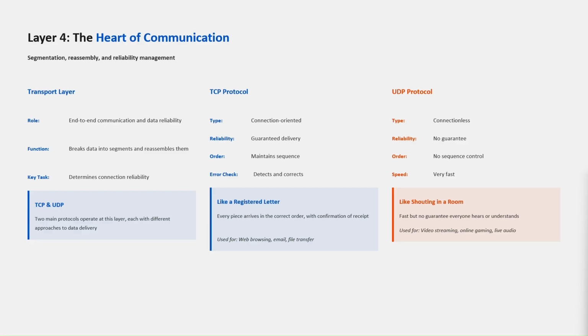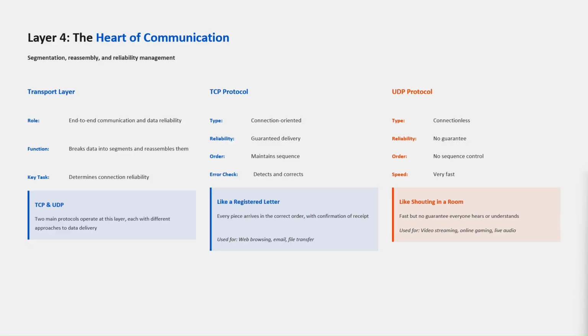Now we hit the most critical layer of our discussion. Layer 4, the transport layer. This is the heart of end-to-end communication. Its main job is to break the data from the upper layers into smaller, manageable chunks called segments, and then reassemble them correctly on the other side. It also determines the reliability of the connection.